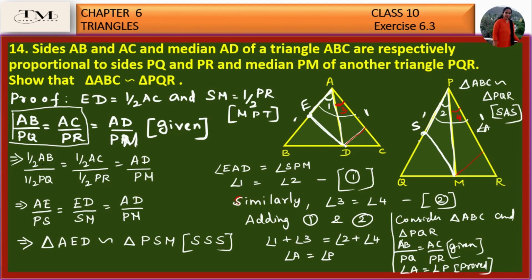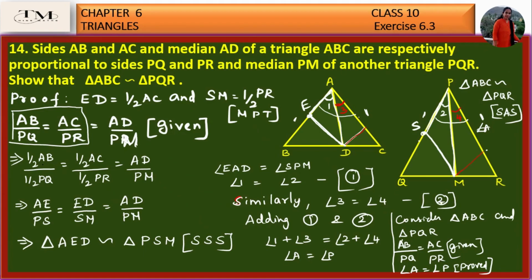In the same way, if we draw another line parallel to AB from D, it will meet the third side at the midpoint. So the point here will be the midpoint. In the same way, this point also will be the midpoint. Similarly, we will get triangle ADC similar to triangle PMR. Then angle 3 will be equal to angle 4. If we follow the same steps, we will get angle 3 equal to angle 4.